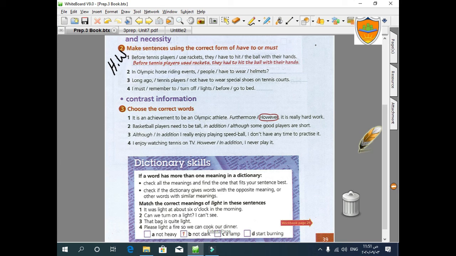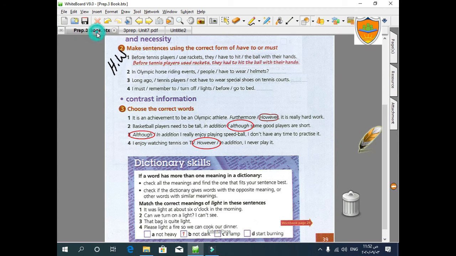Basketball players need to be tall. Although some good players are short. In contrast, it shows contrast, so although. Although I really enjoy playing speedball, I don't have any time to practice it. Okay, contrast, although. I enjoy watching tennis on TV. However, I never play it. However.